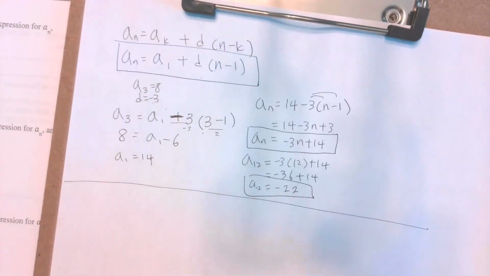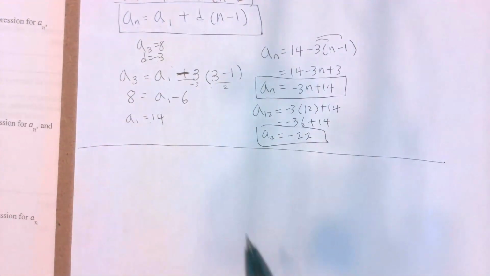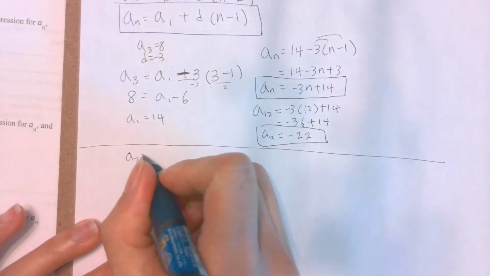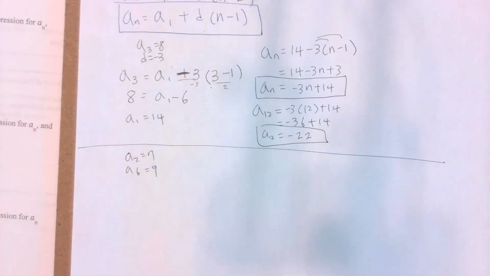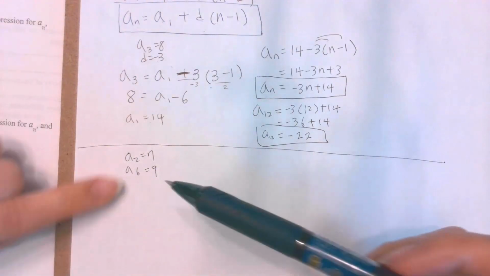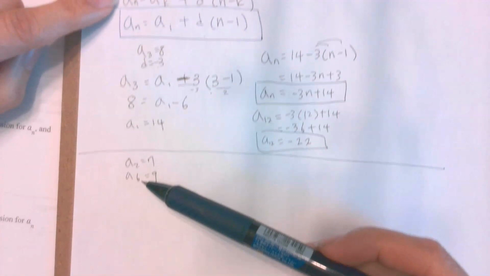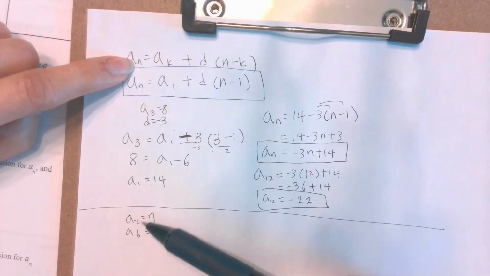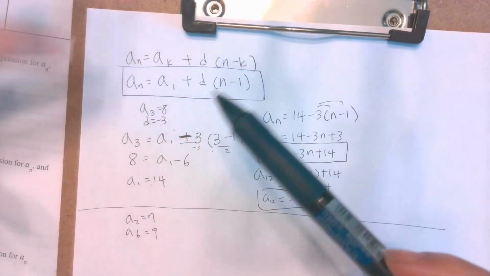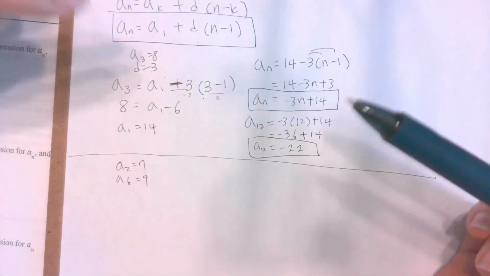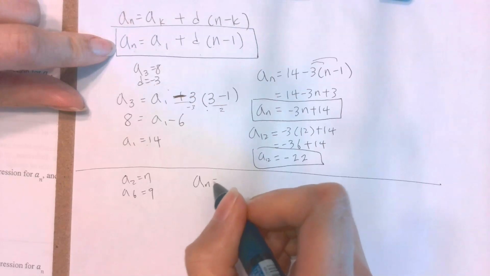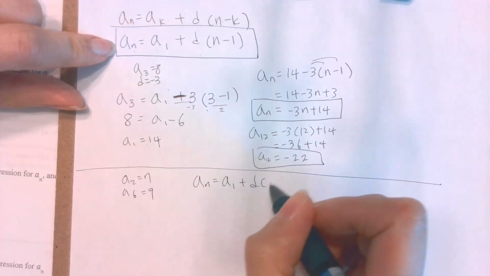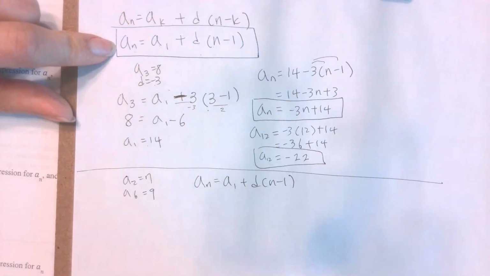Now what about example 4? Example 4 says a sub 2 is 7, a sub 6 is 9. We're supposed to find the a sub n again, and a sub 24. So how I did it in class, we say k is 2, and then over here n is 6. You plug it in, and there are so many things going on. So I'm just going to stick with this formula right here. Let me rewrite it. A sub n is equal to a sub 1 plus d, times n minus 1. All right.